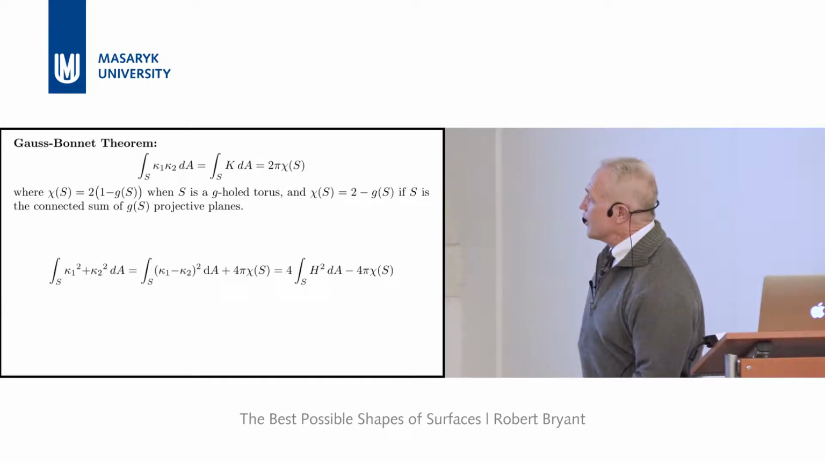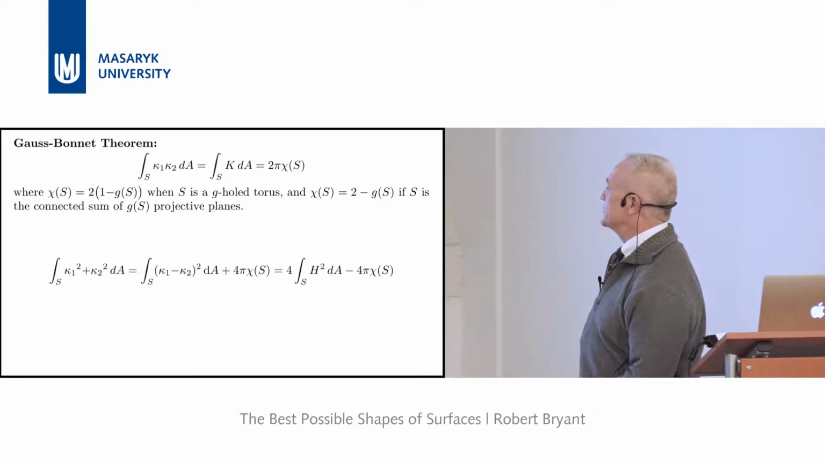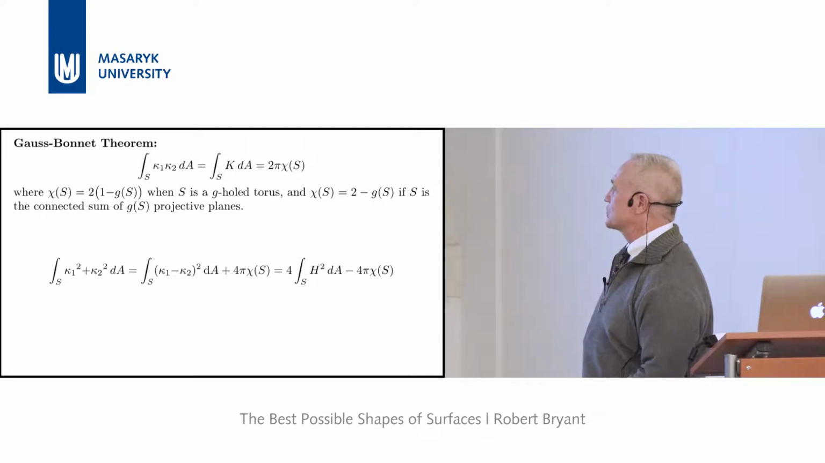But of course, the only difference between these three functions is that there's some multiple of kappa 1 kappa 2. Right? So for example, kappa 1 minus kappa 2, squared, is kappa 1 squared plus kappa 2 squared minus twice kappa 1 kappa 2.